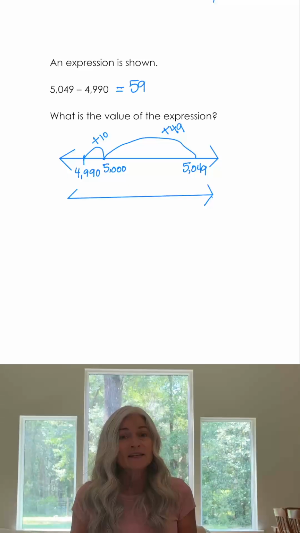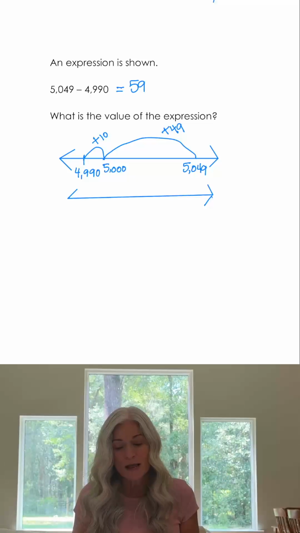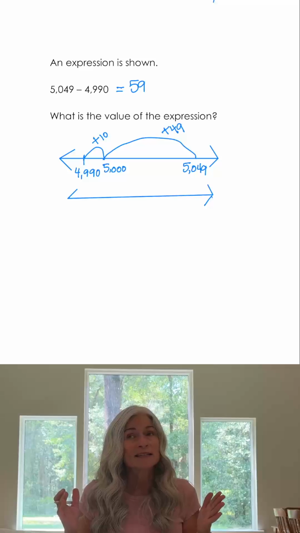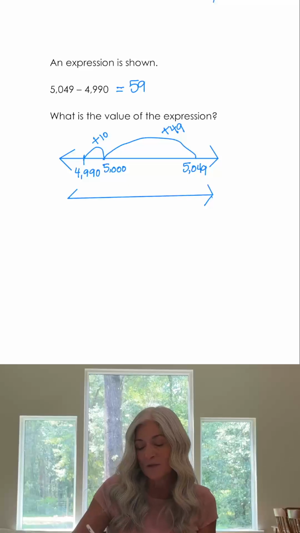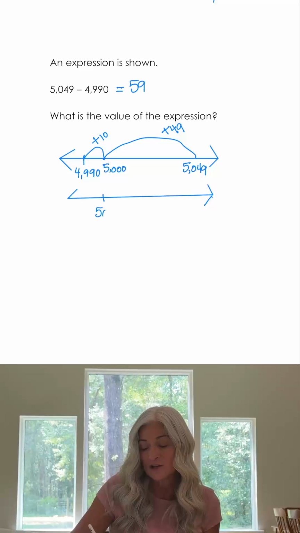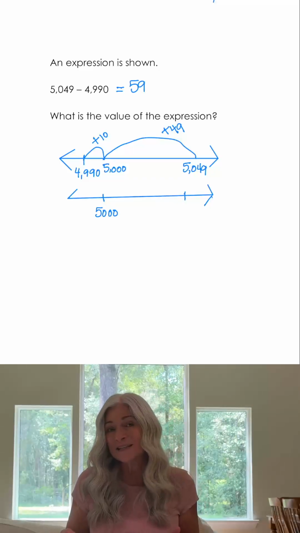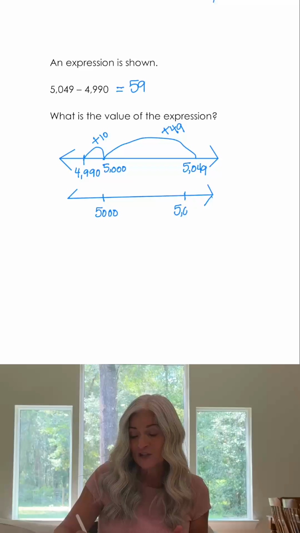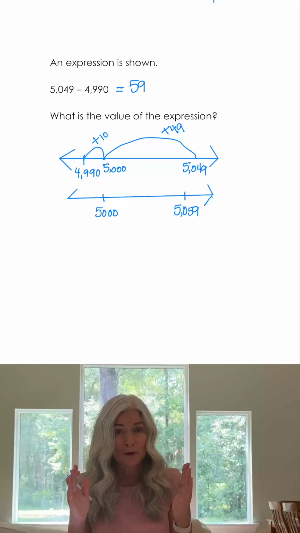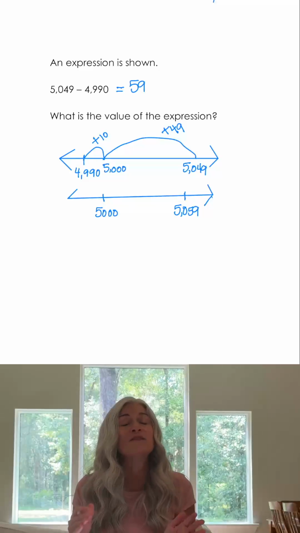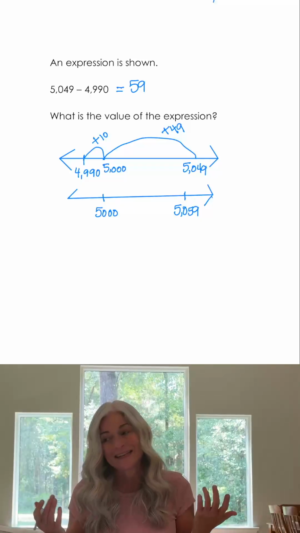Now, finding the difference in two numbers is really just the distance between those two numbers on a number line. So another way I could do this is I could shift it to friendlier numbers. So instead of starting with 4,990, I could just shift that to 5,000. So then I need to shift 5,049 and I would shift that to 5,059. So I just took those two numbers on a number line and I shifted both of them 10 units. Now I can easily see the difference in those is 59.